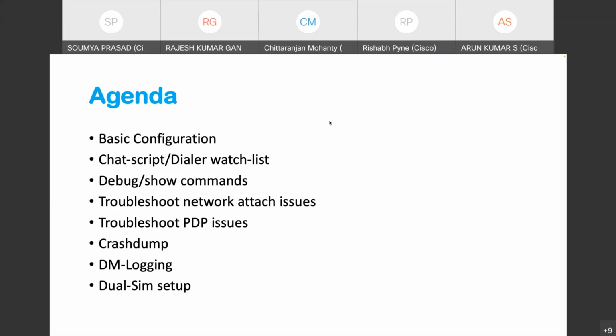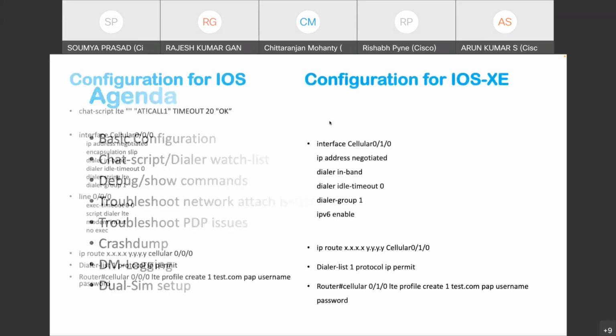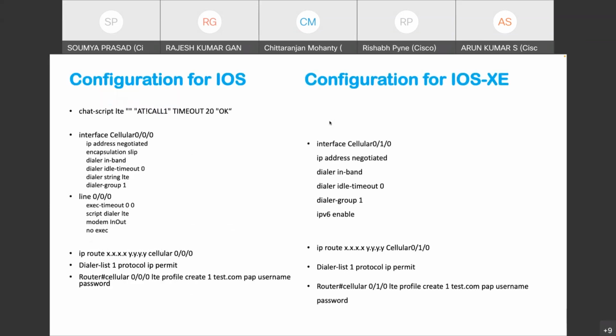And finally, we'll see how we configure the dual SIM setup in cellular routers. There is a little difference in the configuration between IOS and IOS XE. The first thing is that we don't require the chat script in IOS XE, but we need it in IOS. There is also a line configuration in IOS, which we don't require in IOS XE.